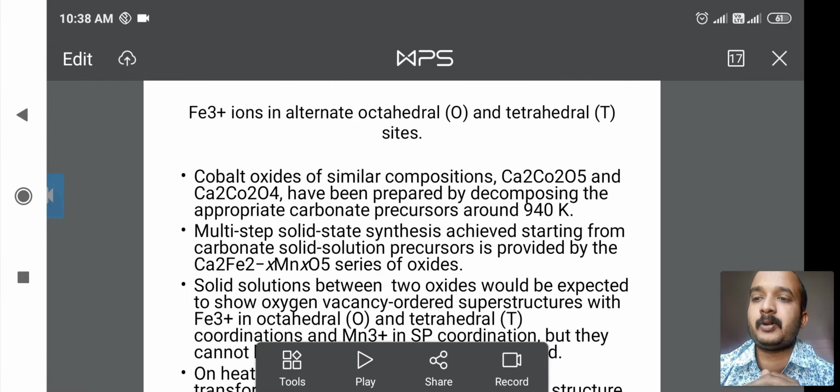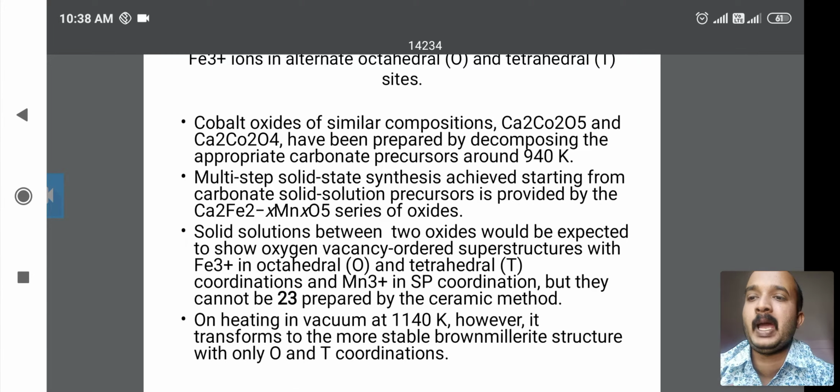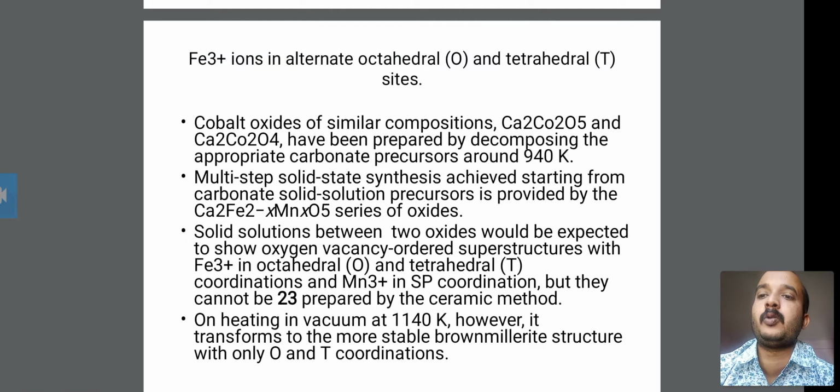The second point is about cobalt oxide of similar composition, Ca2Co2O5 and Ca2Co2O4. These have been prepared by decomposing the appropriate carbonate precursor around 940 Kelvin. Therefore, the cobalt oxide of similar composition is prepared by decomposing the appropriate carbonate precursor.